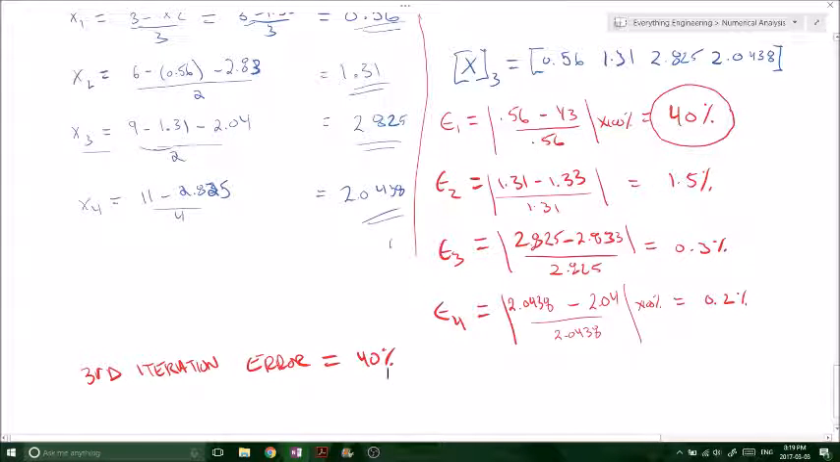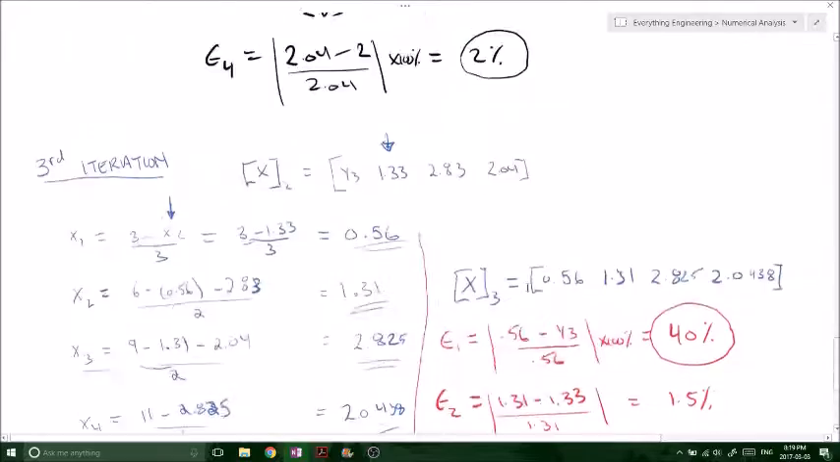So, I mean, we could keep going until we reduce that. It's probably going to reduce even more because it went from 200% to 40%, but I've done 3 iterations. You guys get the point. I'm not going to beat a dead horse. You understand how to do this. You basically just want to do iterations, update your numbers, calculate your errors, and see it converge.